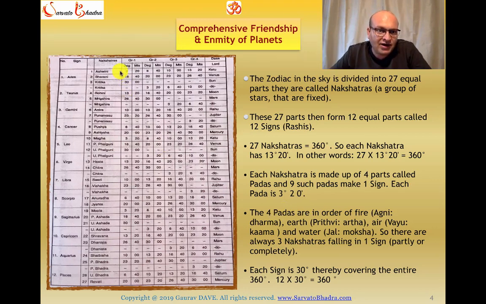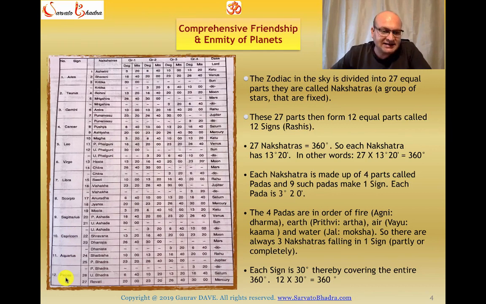So we see out here that four padas of Ashwini are complete, four padas of Bharani are complete, and the first pada of Kritika is present out here. And this section of the zodiac is called the sign Aries. And we have 12 signs. Aries, which is formed by Ashwini, Bharani, and the first part of Kritika. Then we have Taurus, Gemini, Cancer, Leo, Virgo, Libra, Scorpio, Sagittarius, Capricorn, Aquarius, and Pisces.